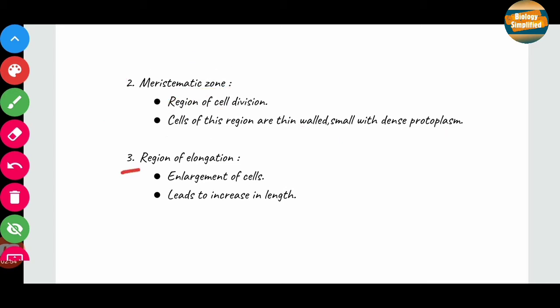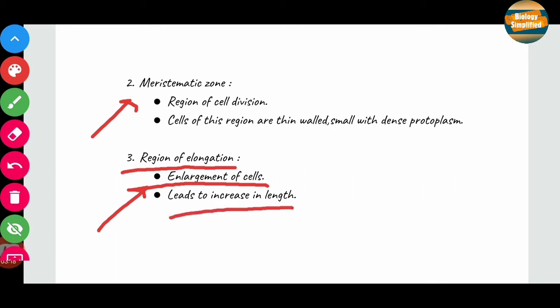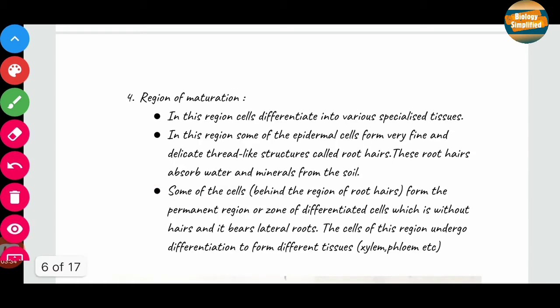Next is the region of elongation. Here the division stops and the cells start to enlarge. Basically growth of cells occurs here. In the meristematic zone there is cell division, and in the region of elongation there is cell growth or enlargement of cells. This leads to an increase in length. Because there is enlargement of cells, the length of the roots increases.